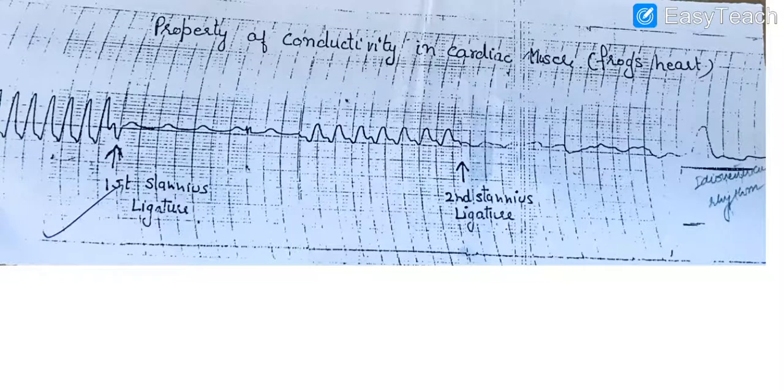Sinus rhythm is faster than the atrial rhythm, which is faster than the idioventricular rhythm. If the examiner asks you how will you differentiate sinus rhythm, atrial rhythm and ventricular rhythm? Sinus is generated because of the pacemaker and the rate. Sinus rhythm rate is 36, not 360, 36 beats per minute in the case of frog's heart. Atrial rhythm is 24 beats per minute and idioventricular rhythm is 12 beats per minute. So that's all regarding the property of conductivity.